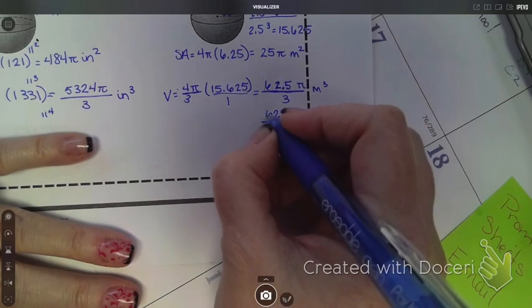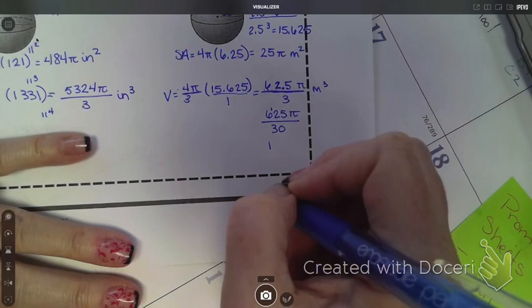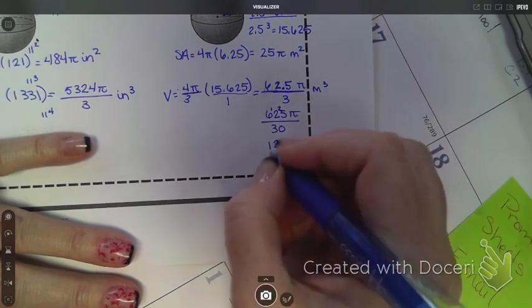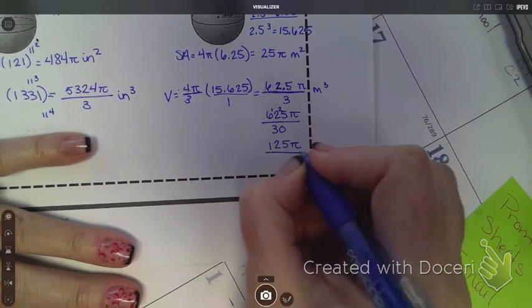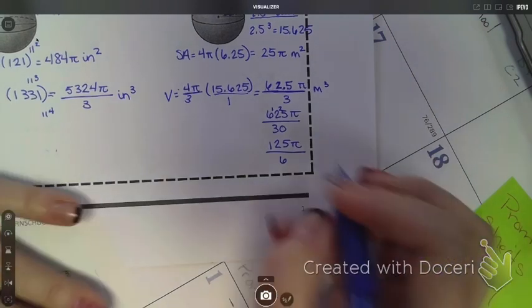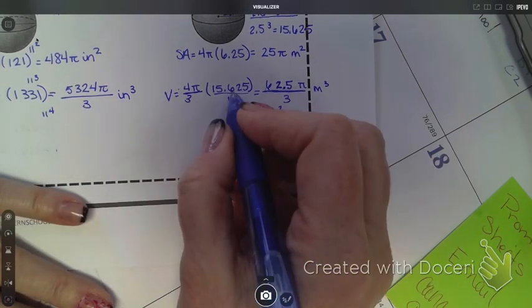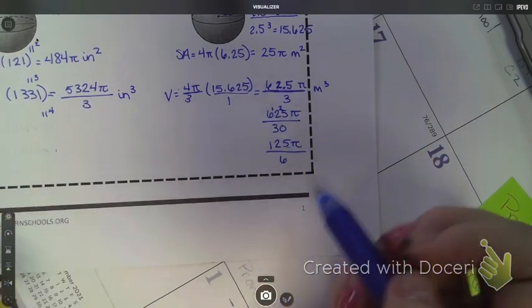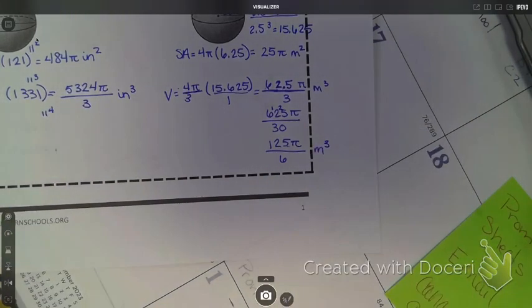Okay, so 5 goes into 6 1 time, once with 1 left over. 5 goes into 12 2 times with 2 left over. And 5 goes into 25 5. 125 pi over 6. Now, if I added them up, we shouldn't be able to put a 3 in here because we couldn't before, right? So if you reduce before, will it help you with your other numbers? Yes. And we have meters cubed.